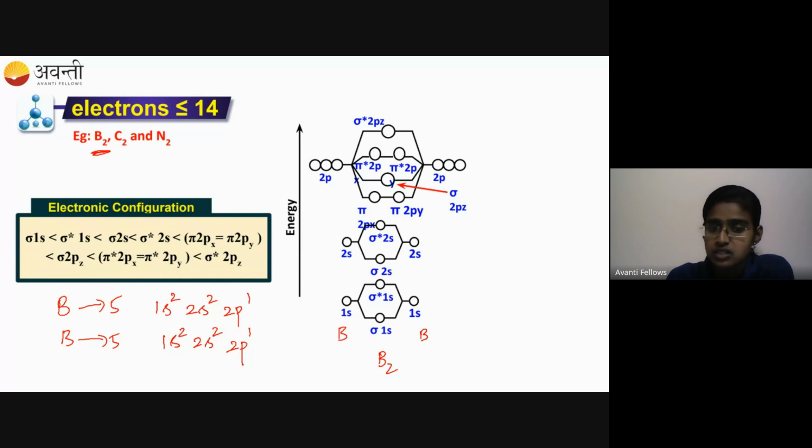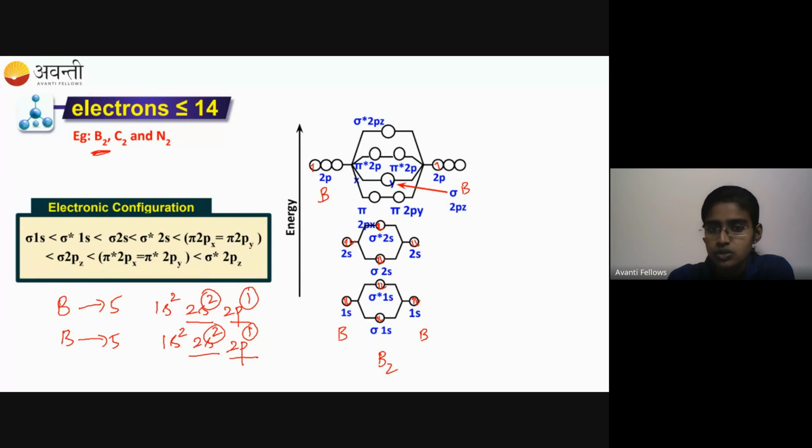Now 1s has 2 electrons. Each boron has a 1s orbital and each 1s has 2 electrons, so 2 plus 2 is 4. Coming to the 2s, each boron has 2 electrons, so here 1, 2, 3, 4. Now coming to 2p, each 2p has 1 electron. This is the first boron, this is the second boron, 2p1 and here also 2p1. Totally we have only 2 electrons in 2p.